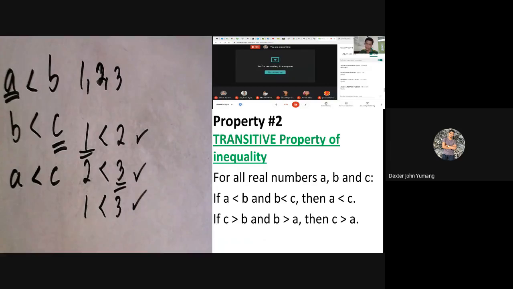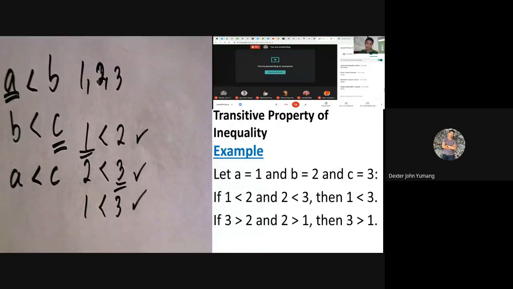Okay, let's proceed. We are now on the example for property number 2. Look at this one: A equals 1, B equals 2, and C equals 3. As I said earlier, 1 is less than 2 and 2 is less than 3, therefore we could say that 1 is less than 3. A and C, A is less than C. And that is always true, not only for the numbers 1, 2, and 3. For all numbers, that is always true, and that's why it is called a property. Please copy the example in your notes, then type done if you're done.